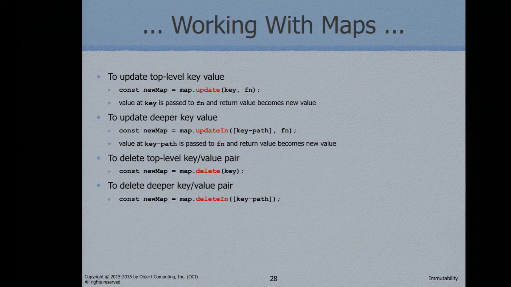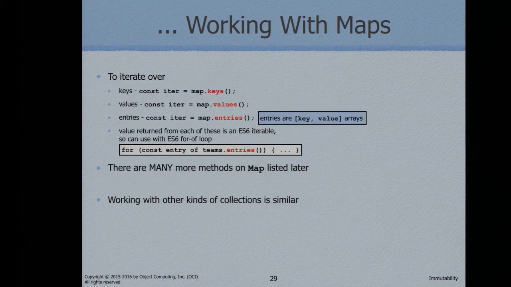Same thing with a deeper key. I use a key path, and I give it a function. It will look up the value at that key path, pass it into my function, I do some calculation and return the new value. Deleting a top-level property, deleting a nested property, all very symmetrical. So here's one more thing, and then we'll see an example of using all of that.